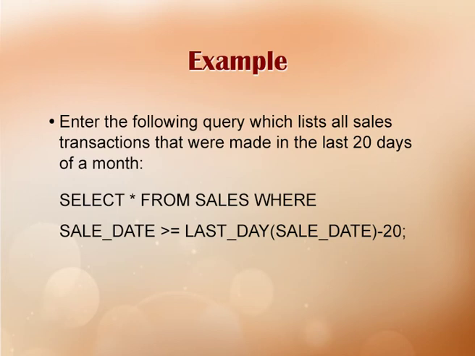Enter the following query which lists all sales transactions that were made in the last 20 days of a month. So, select star from sales where sales underscore date greater than or equal to last day sale minus 20. So, this will display the list of sales transactions that were made in the last 20 days of a month. So, we are leaving the first 10 days and we are only concentrating on the last 20 days. So, that particular query can be achieved by putting this command.